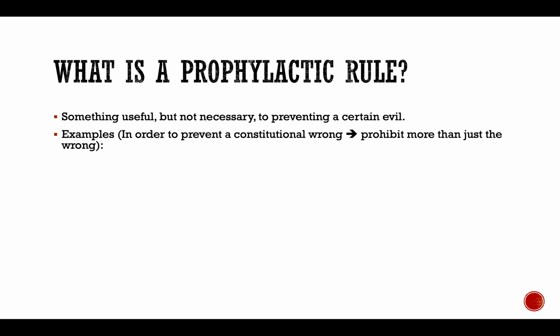And so we might think of it this way. In order to prevent a constitutional wrong, Congress, so that's the end. The first thing is the end, and then the means is what comes after the arrow here. So in order to prevent a constitutional wrong, which Congress has every right to do under Section 5, Congress then prohibits more than just the wrong. So in order to prevent racial discrimination in voting, which would violate the Equal Protection Clause, Congress says states can't impose literacy tests.